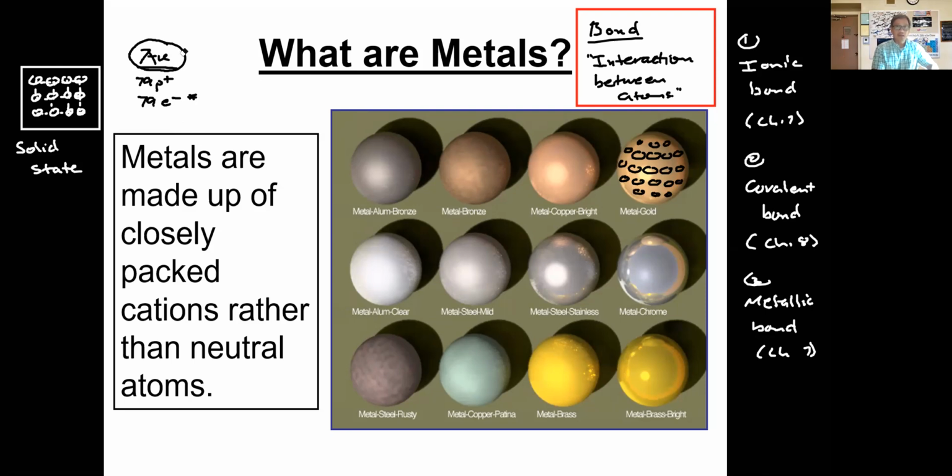So it can't be an ionic bond that holds two gold atoms together. Let's imagine we have two gold atoms sitting right next to each other, both having 79 protons and 79 electrons. How can we explain this interaction? If it's not ionic bonding, it can only be covalent bonding or metallic bonding. Those are the only three types of bonds that we know of. Covalent bonding we won't start talking about until chapter 8. So what is this metallic bonding that I'm referring to here?